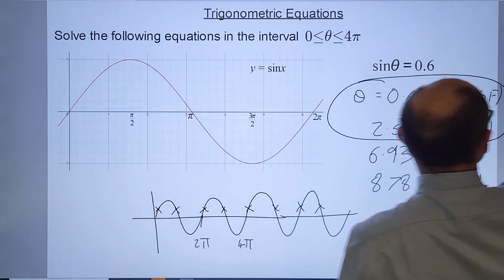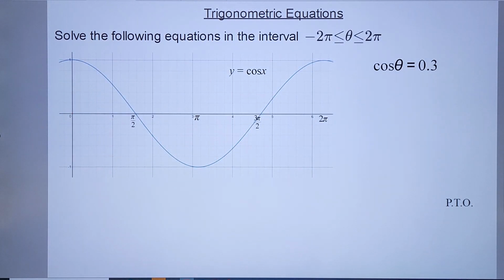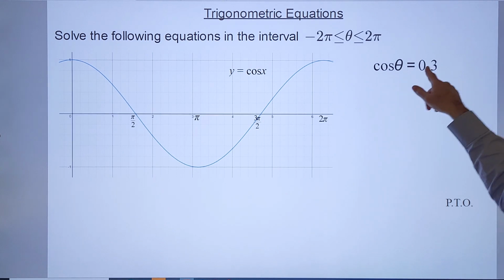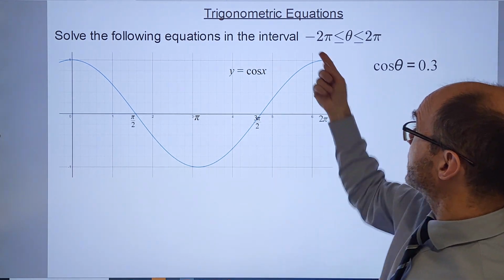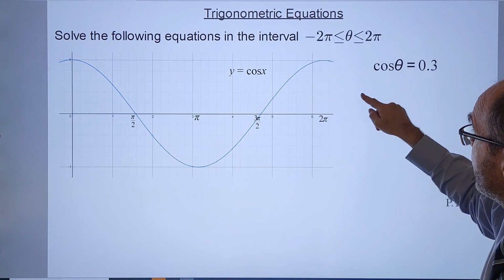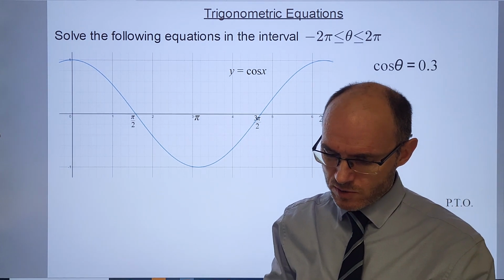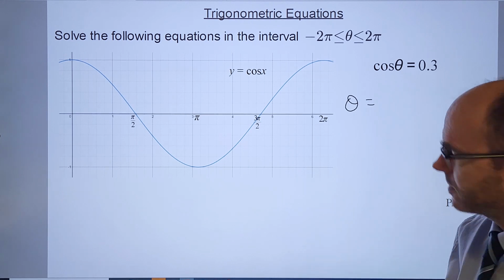I'll do another one for you. Maybe pause the video and have a go at this yourself. So it's cosine theta is 0.3. Okay? This time between negative 2 pi and 2 pi. So your first answer, did you pause the video or are you just continuing to look? It's up to you. I don't mind either way.